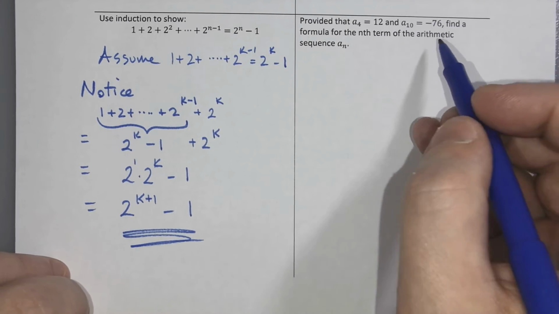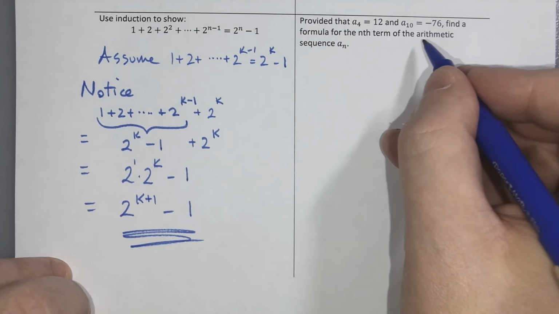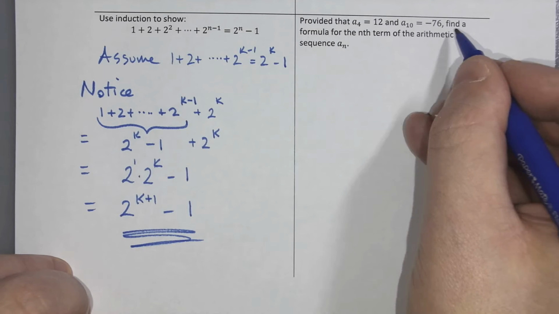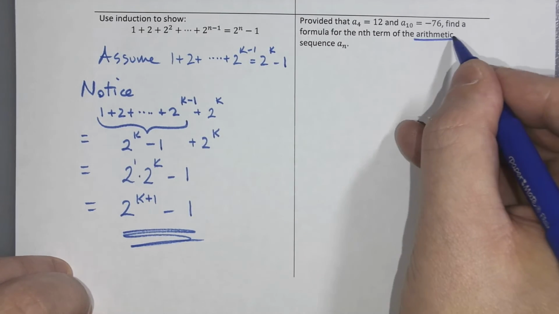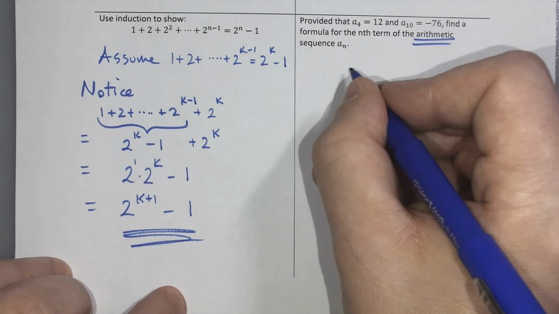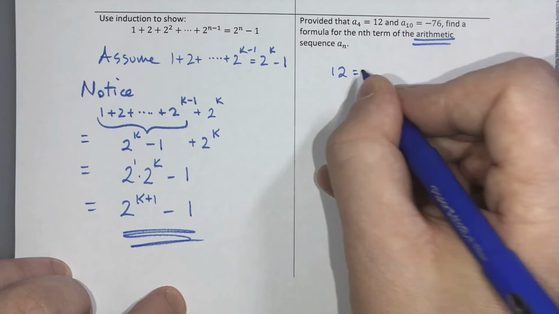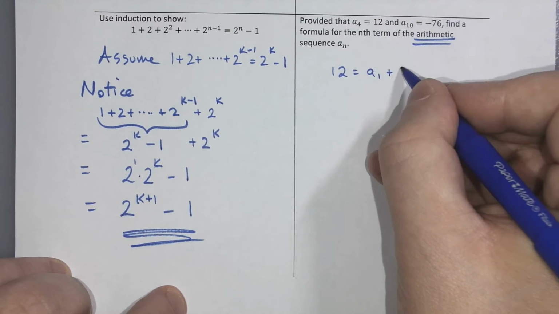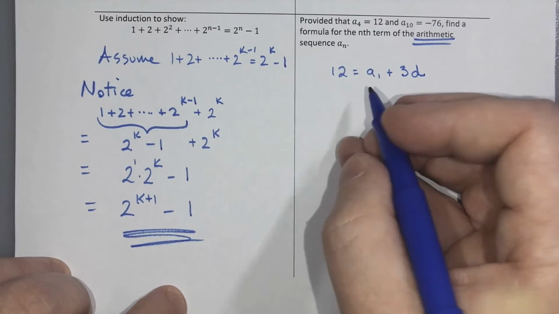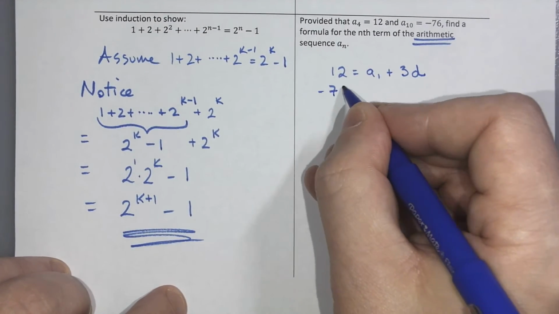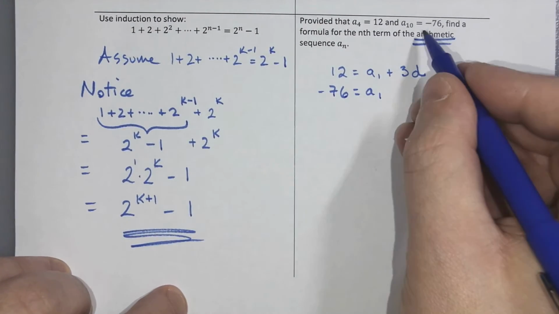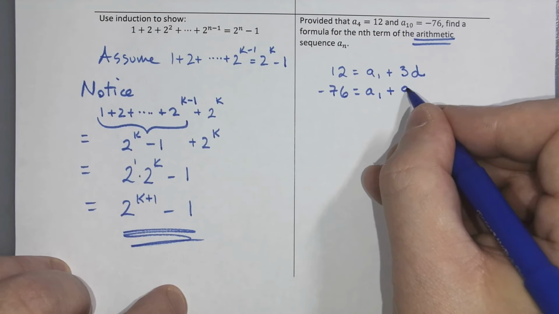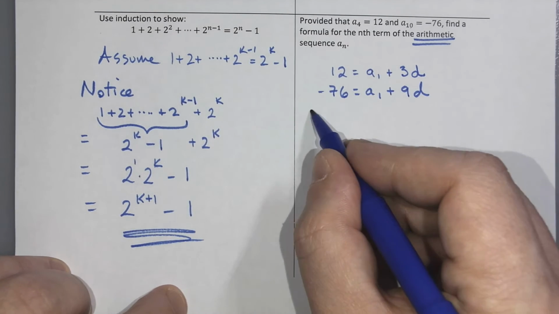And in the last quadrant, we have provided a4 equals 12 and a10 equals negative 76. Find a formula for this, given that it's arithmetic. So 12 is going to be equal to whatever the first term is plus, since it's the fourth term, 3 copies of a difference. Negative 76 will be equal to whatever the first term is plus 9 copies of a difference.